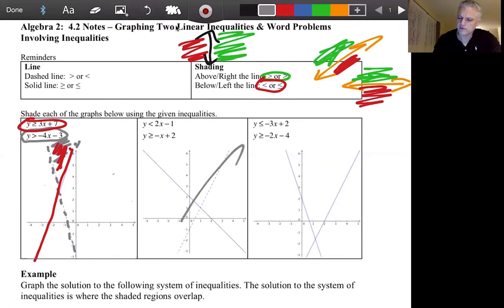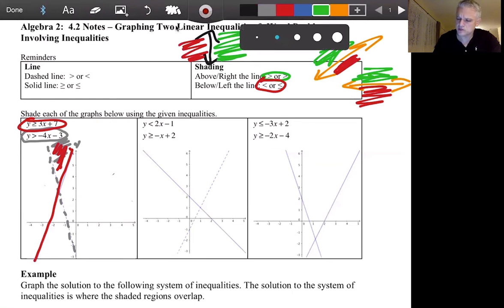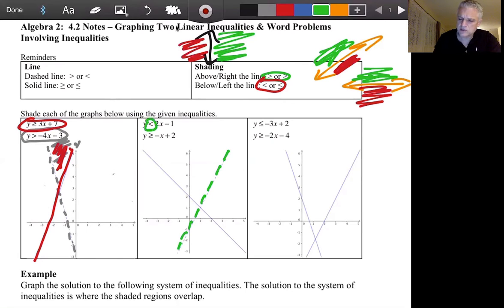Let's look at the fact that we have a dashed and a solid. Okay, the dashed one, let's use green this time for the dashed. Because it's dashed, it's going to be either less than or greater than. So that means we're going to look at this guy right here. So this is your green inequality. And then let's go with blue for the greater than or equal to.